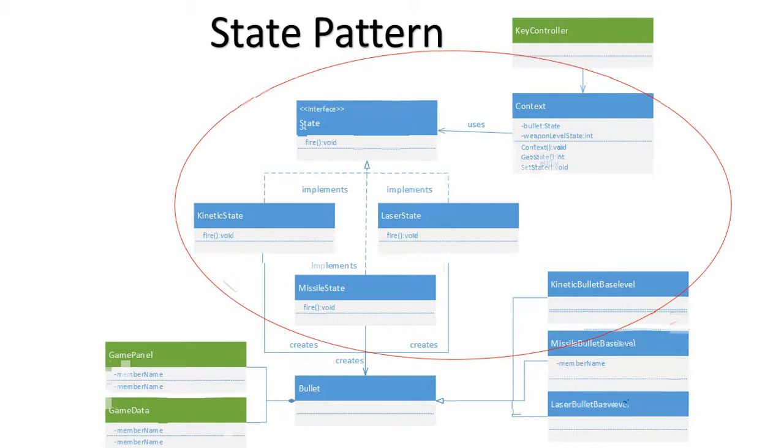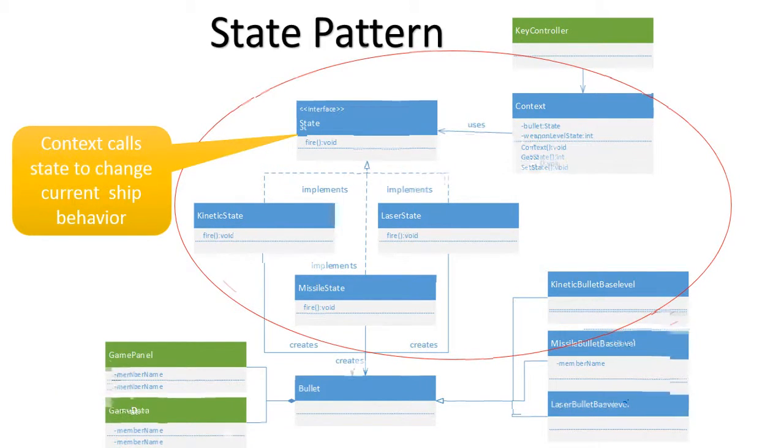To generate the bullet, I use a state pattern, which entails the context, the state, and the 3 ship states themselves. Context will use the state interface to change the ship's current state. As of now, there are 3 states in the game: kinetic state, laser state, and missile state.